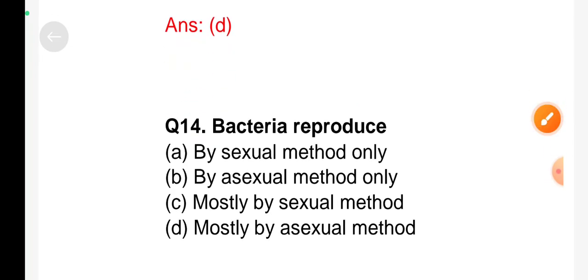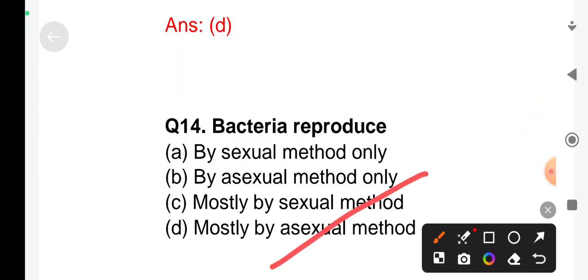Bacteria reproduce option A, by sexual method only, option B, by asexual method only, option C, mostly by sexual method, option D, mostly by asexual method. Right answer is option D, mostly by asexual method.